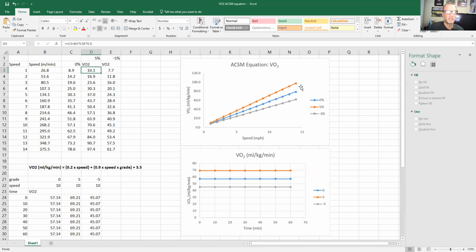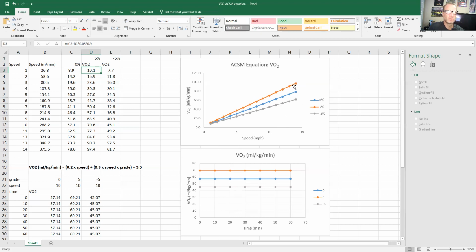Now I have an illustration of VO2 max here. VO2 max is the maximum rate of oxygen consumed, and that's just the end point. That's the VO2 at the end point of our graded exercise test. I'm just making this line go out. So this is just using an equation. 10 miles per hour is about a 6-minute mile. 15 miles per hour is fast, okay?